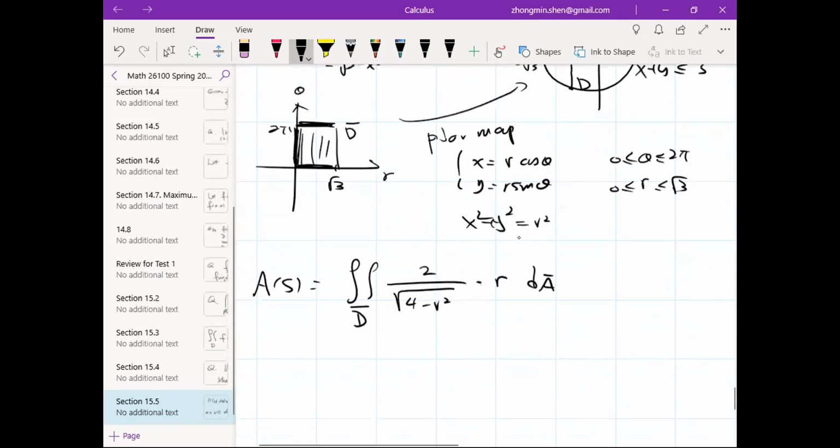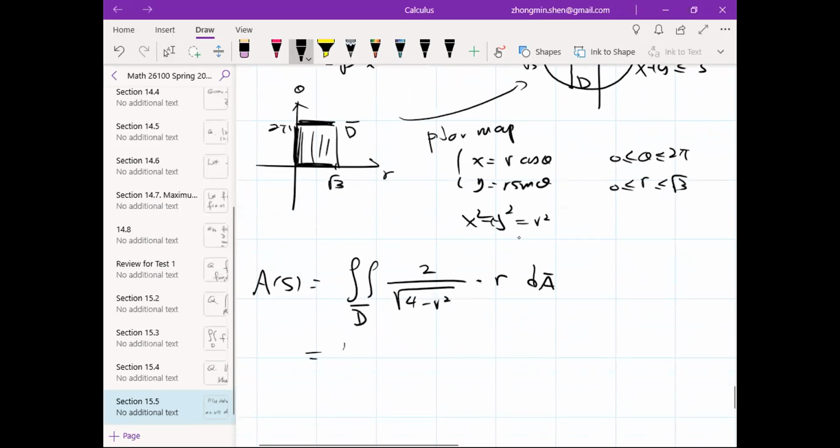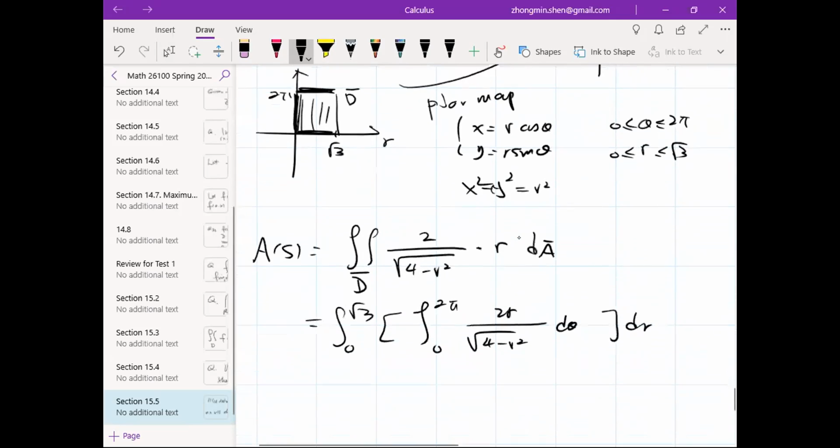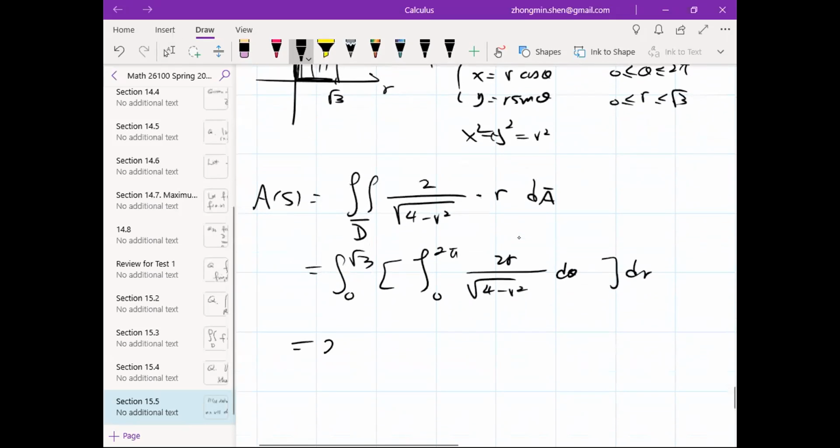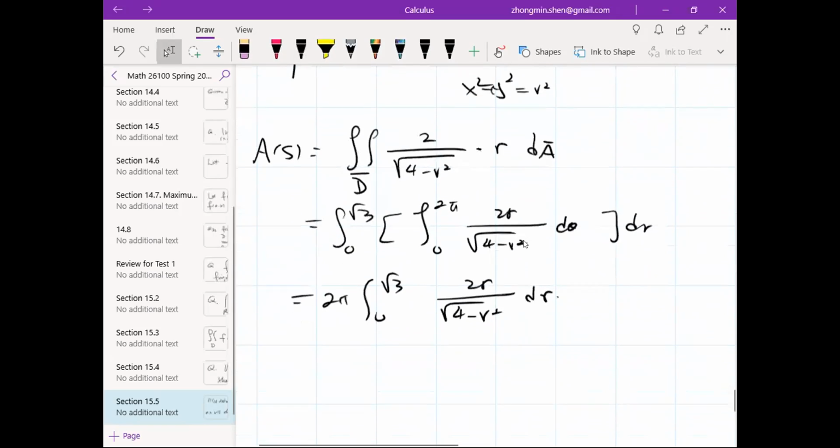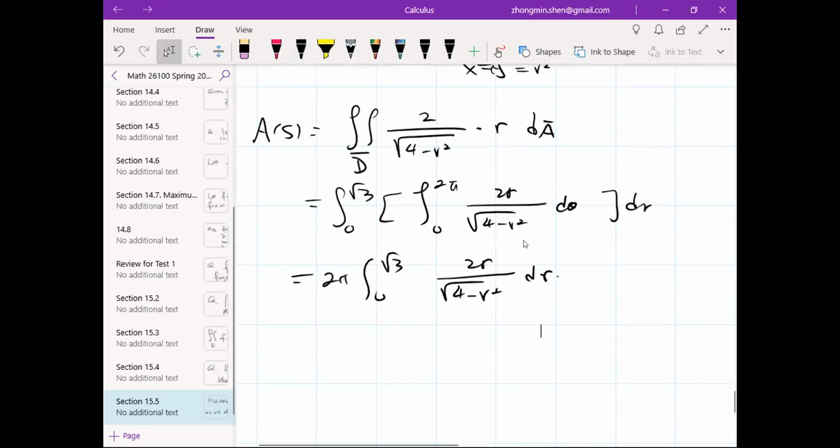Then you can do the iterated integral. You can say it's the integral from 0 to square root 3 dr, then the integral from 0 to 2 pi of 2r over the square root of 4 minus r squared d theta. But there's nothing to do with theta here, so you take the 2 pi out. Okay, now you can evaluate this integral. Use substitution.